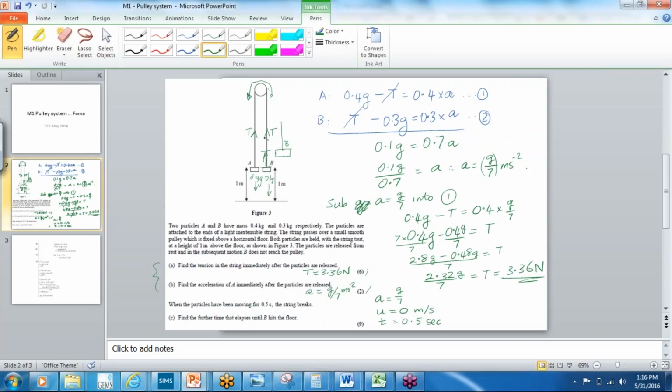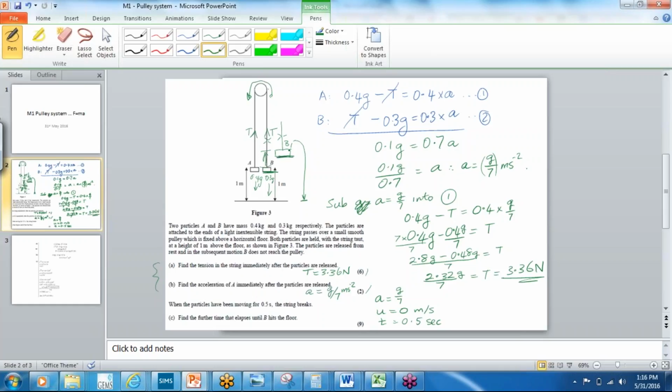The string breaks and then B starts going in projectile motion, and it says find how long it will take before B hits the ground. So we want to find out, let's assume it's a meter to the bottom.